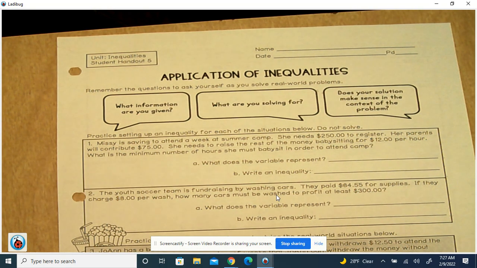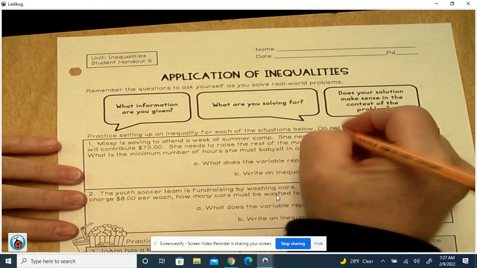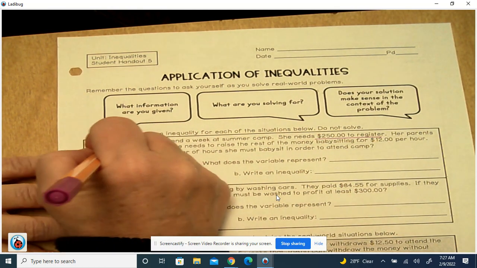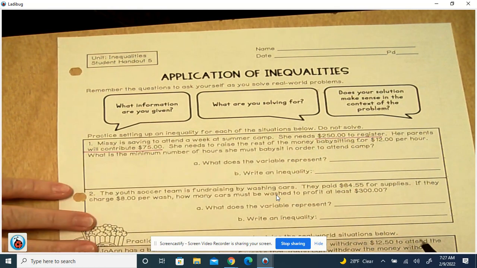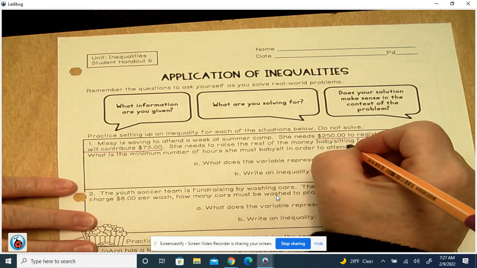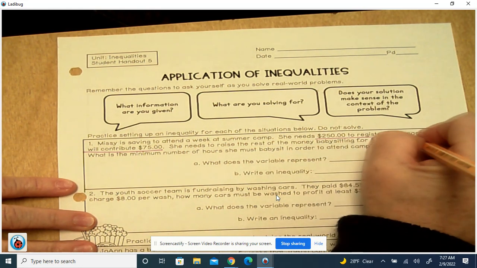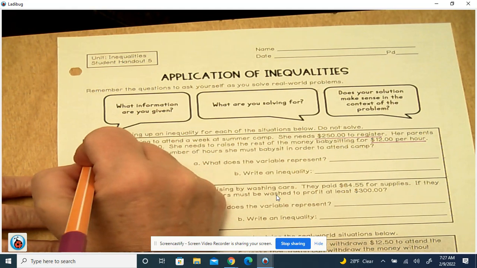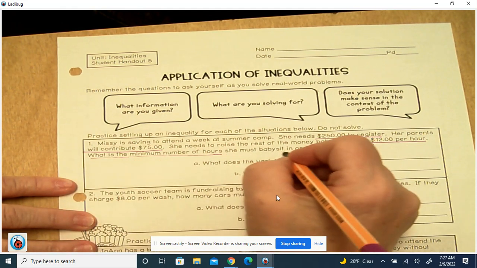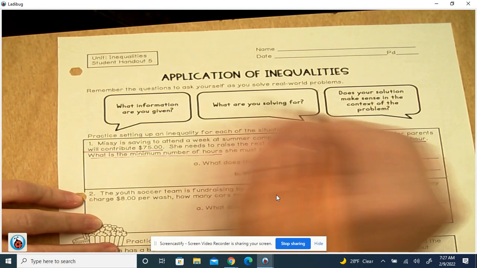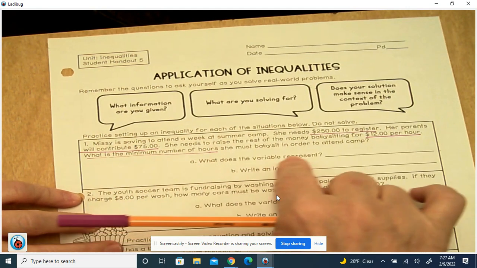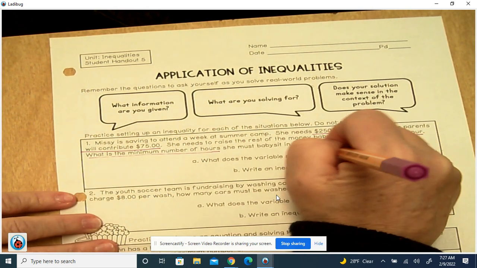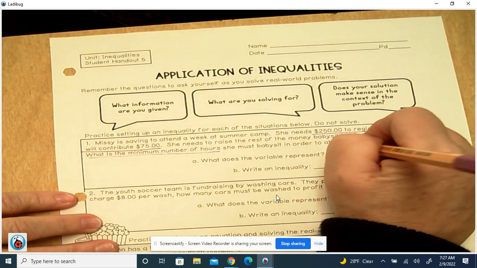Missy is saving to attend a week summer camp. She needs $250 to register. Her parents will contribute $75. She needs to raise the rest of the money babysitting for $12 per hour. What is the minimum number of hours? That tells you where your x goes. She must babysit in order to attend camp. All right, so what does the variable represent? It's saying number of hours, so it's going to represent number of hours.